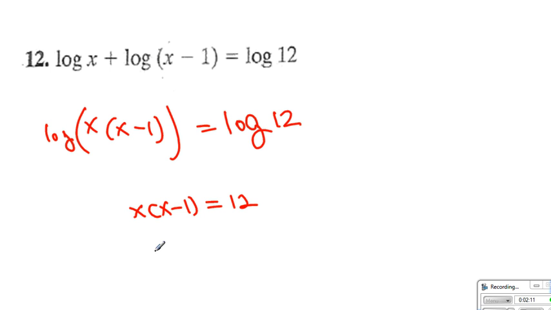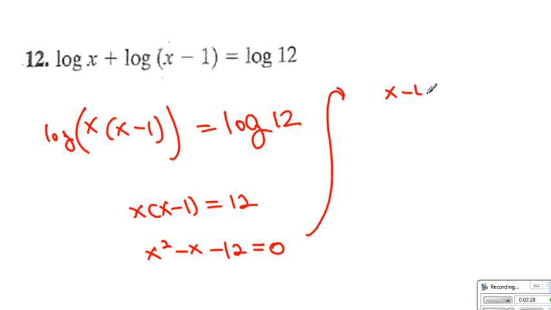That means here we have x times x minus 1 must be equal to 12. And when you multiply this one, we end up getting x squared minus x. And by subtracting 12 from both sides, we will have the simple quadratic equation. And once you factor this one out, we end up getting x minus 4 times x plus 3 is equal to 0. Then we realize x must be equal to 4 or negative 3.